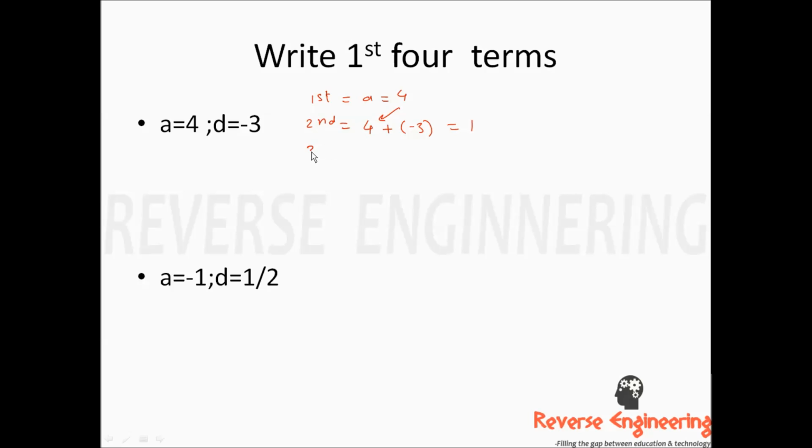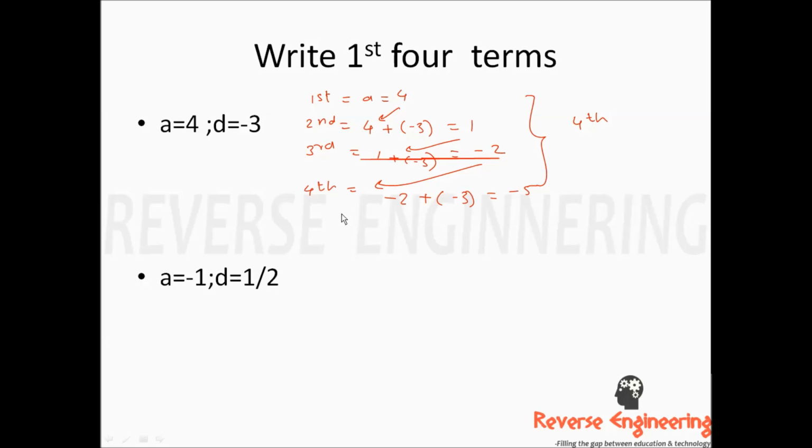For the third term, the answer will be the previous term, 1, plus -3. Then the answer will be -2. If I want to find out the fourth term, the answer will be the previous term, which is -2, plus the common difference, which is -3. The answer will be -5, and so on. So these are basically the first 4 terms in the AP, and you can find out more terms if they are needed.